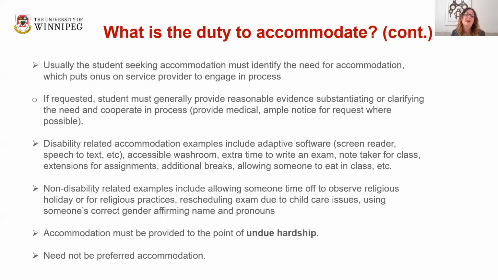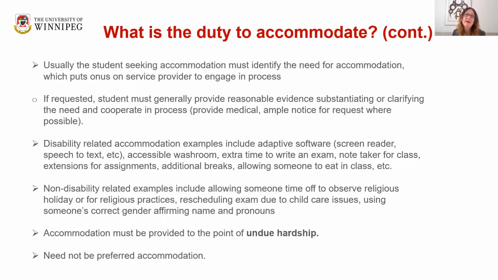Non-disability related examples can include things like allowing someone time off to observe a religious holiday or for religious practices, rescheduling an exam due to childcare issues, and of course using someone's correct gender affirming name and pronouns are all examples of non-disability related accommodations. It's also important to note that accommodation must be provided to the point of undue hardship.